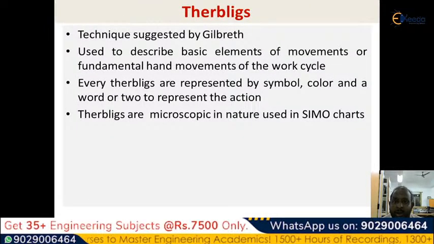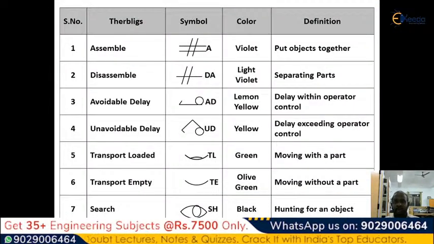Again, this is a concept given by Gilbreth. It is going to describe the basic movements in a cycle. Each is indicated by a particular symbol, color, and a word. So you are going to use the SIMO chart for doing that. Let me show you what are the therbligs that have been used here. These therbligs are going to say what are the entire things that have been done inside an industry.